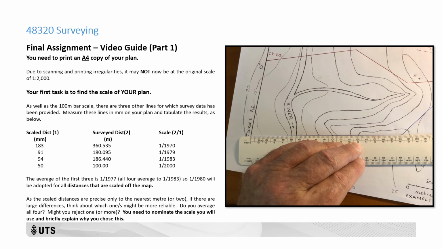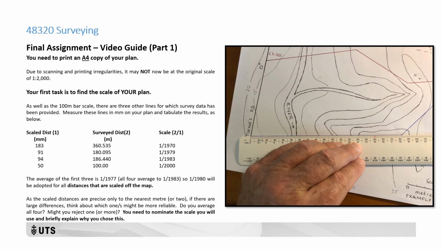So there's a 100 metre bar scale that's printed on the plan, but there are then 3 other lines where data's been provided for you: the traverse lines, A to Y and Y to X, and also the distance from A to chainage 0, 0. And there's an example that's been given to you there where you can see the four scales come out, one in 1970, one in 1979, 1983, and one in 2000.